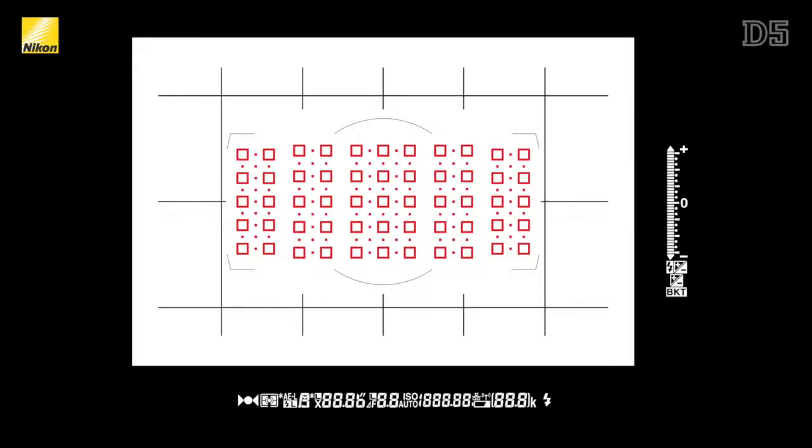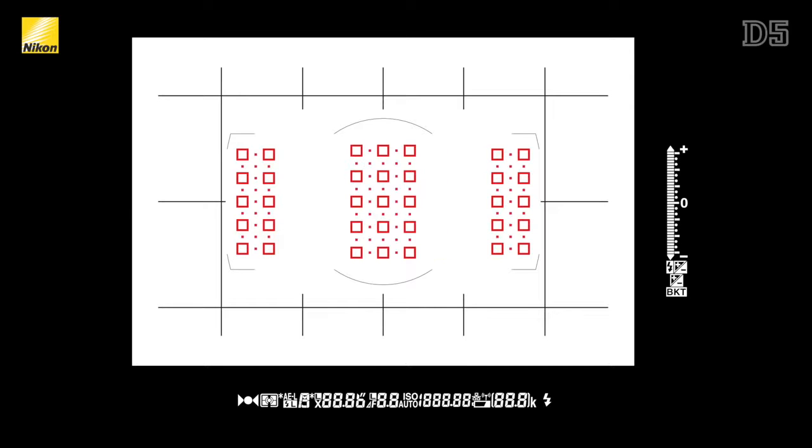Hello, my name is Mark Cruz, and in this installment of the D5 video series, I'll be going over the new autofocus and metering systems. In the stills photography installment, I went over the basics of the new system. 153 high-density AF points, 55 of which are selectable, 99 cross-type sensors, 35 of which are selectable, and an increased area coverage of 30% over the D4S.